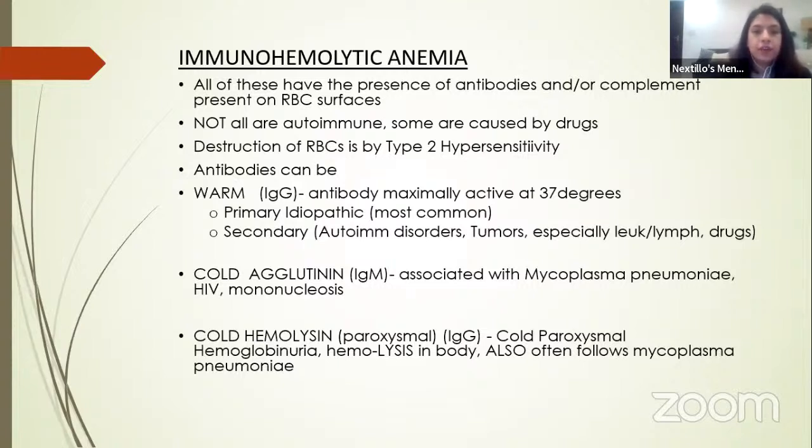Then again, the cold agglutinin type can be because of infections like mycoplasma, HIV, or mononucleosis, or it can be a paroxysmal, suddenly happening thing, which is called paroxysmal cold hemoglobinuria. It also often follows a mycoplasma infection.